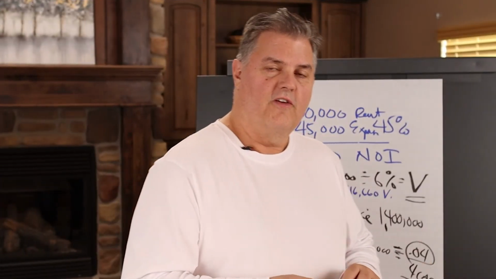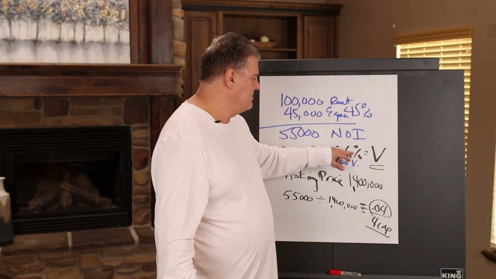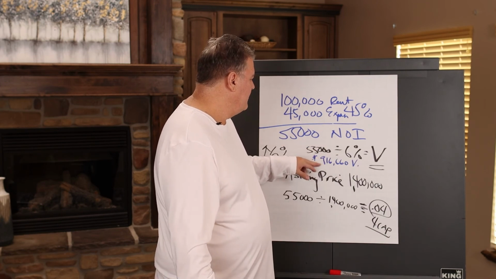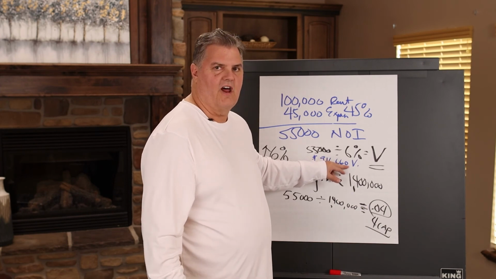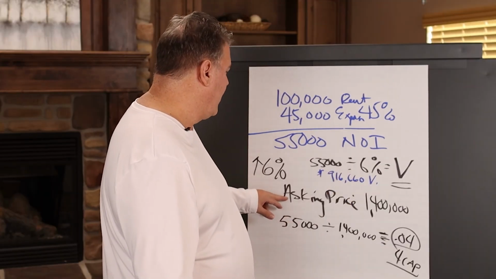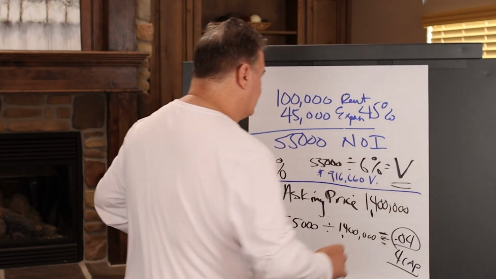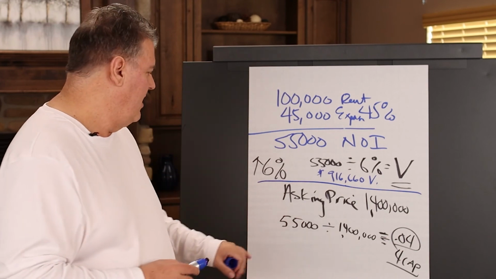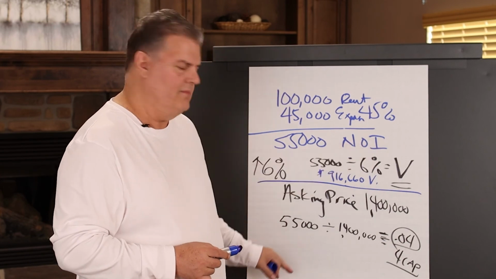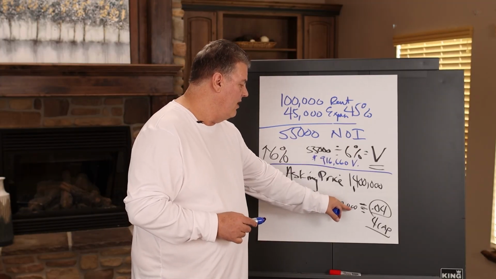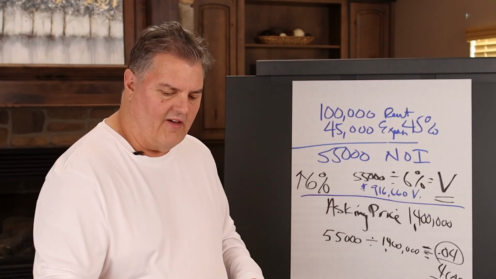So if we look at this, there's a couple ways we can figure this out, right? If we have 55,000 divided by 6%, that gives us a value. The value of this property at a 6 cap is $916,660, okay? If the asking price of a property is $1.4 million, just a different calculation now, and it has 55,000 in NOI, net operating income, we divide 55,000 by $1.4 million, and we get 4%, which means that building is listed as a 4 cap. So that's how that formula is used.